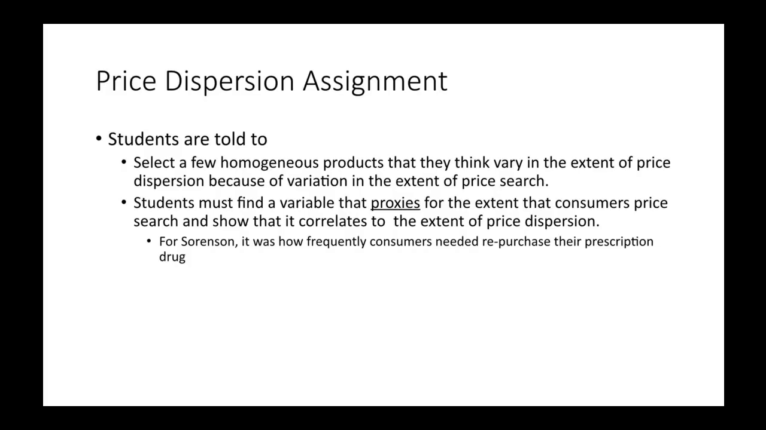Next, let's discuss the price dispersion assignment. Here, students are told to select a few homogeneous products that they hypothesize vary in the extent of price dispersion because of variations in the extent of price search. Here, students must find a variable that proxies for the extent that consumers search for lowest prices and show some correlation between this proxy and the extent of price dispersion. We draw parallels here to Sorensen's study, where the frequency with which a consumer must repurchase their prescription is used as a proxy for how much the consumer will search for lowest prices.